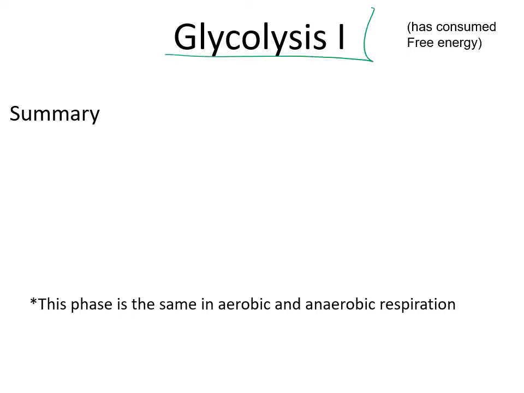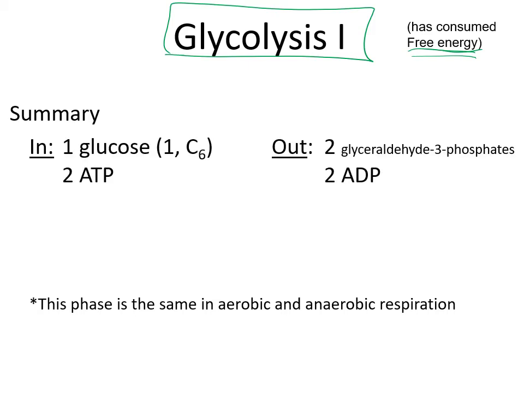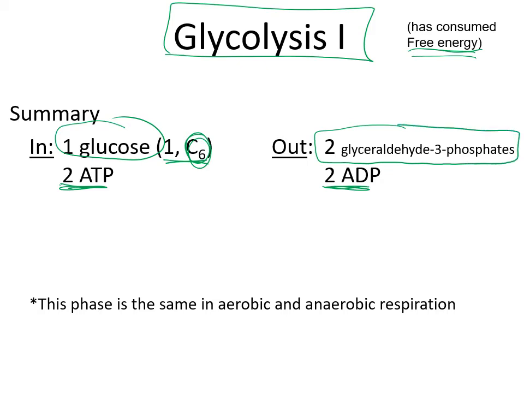Glycolysis 1, overview of the whole process itself. We have consumed free energy. We've used up some ATPs. Not good in the overall process. This is like taking 2 steps back. But summarizing it, we took our 1 glucose, which has 6 carbons in it, and we've destroyed 2 ATPs that became ADPs. Each one has lost its phosphate group. And we now have 2 G3Ps, glyceraldehyde 3-phosphates, which are going to enter the second part of glycolysis, glycolysis 2.